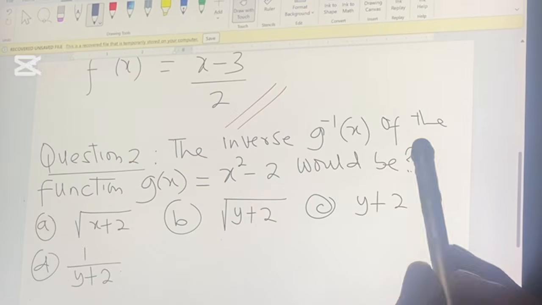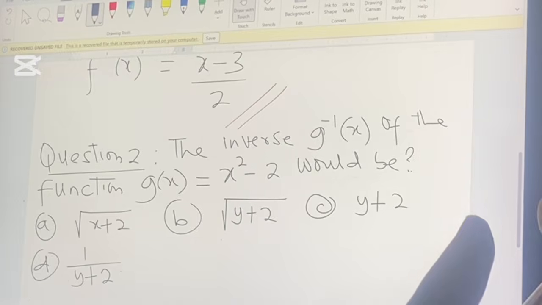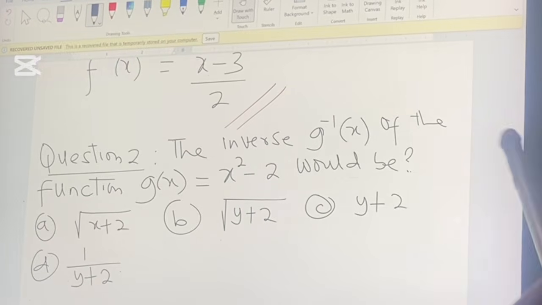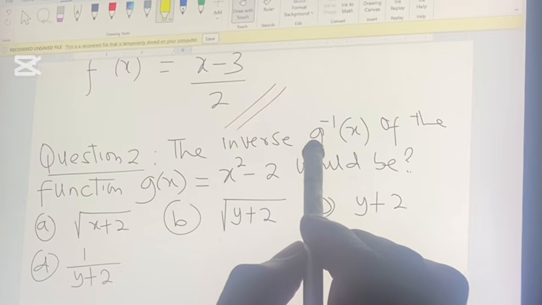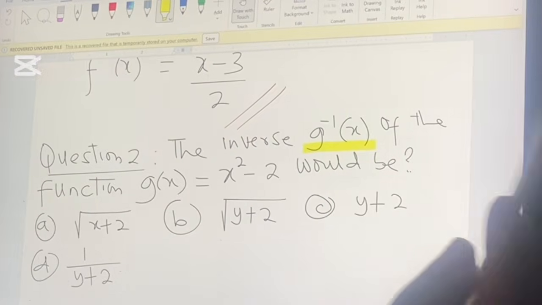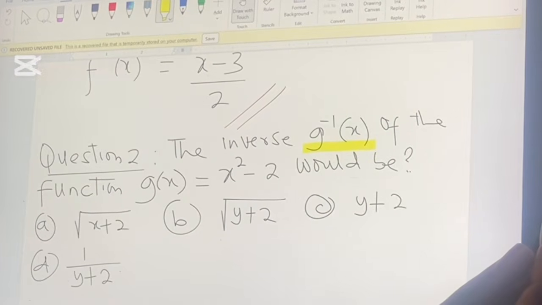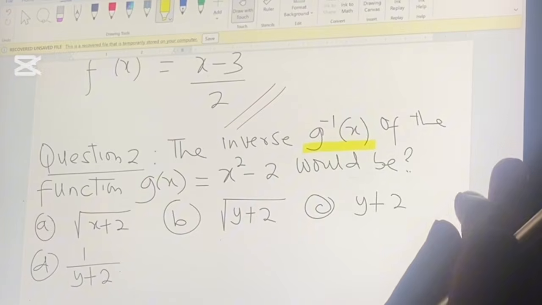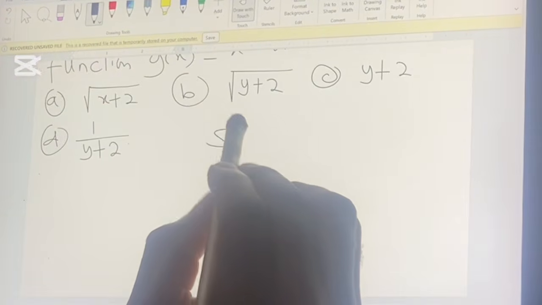Okay, now let's solve question 2, please. This question 2 is on the inverse of a function. They said the inverse, g raised to power minus 1 of s, of the function g of s equal to s squared minus 2 will be, okay? Now we are given options here, so we have to solve this and check out the right option, okay? Now let's solve this, please. Solution.